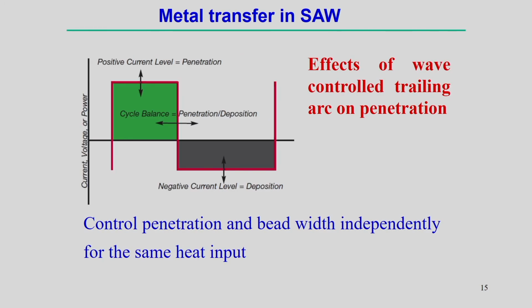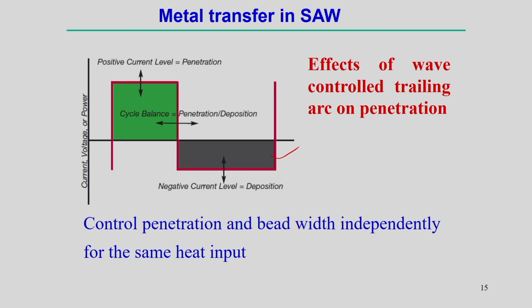Even so, we can see that in metal transfer in the submerged arc welding process there is an effect of the wave control trailing arc on penetration. Basically, we can control the penetration in the arc welding process by simply changing this. So, the positive current level, the current balance: the positive current level actually enhances the penetration, and the negative current level basically controls the deposition. So, negative current level controls the deposition, and positive current level enhances the depth of penetration.